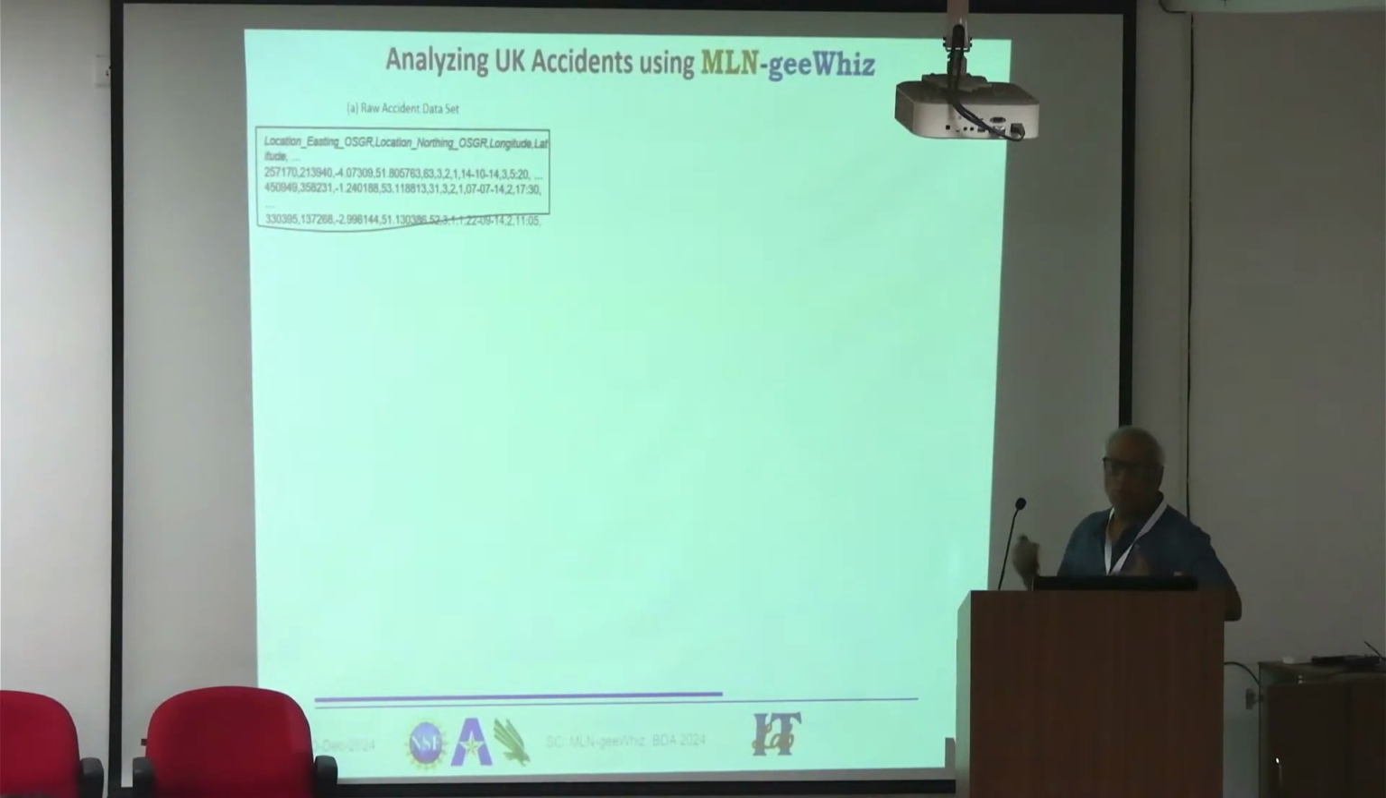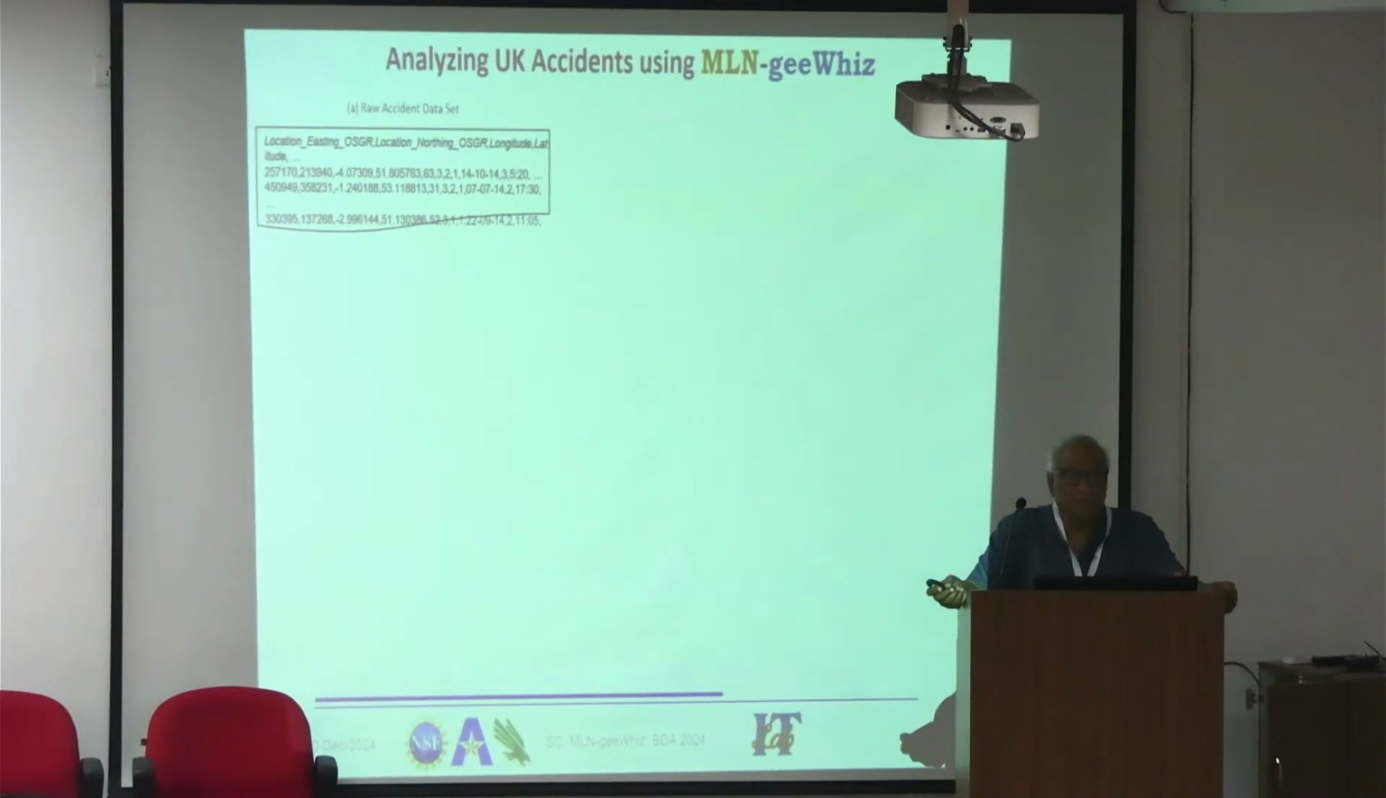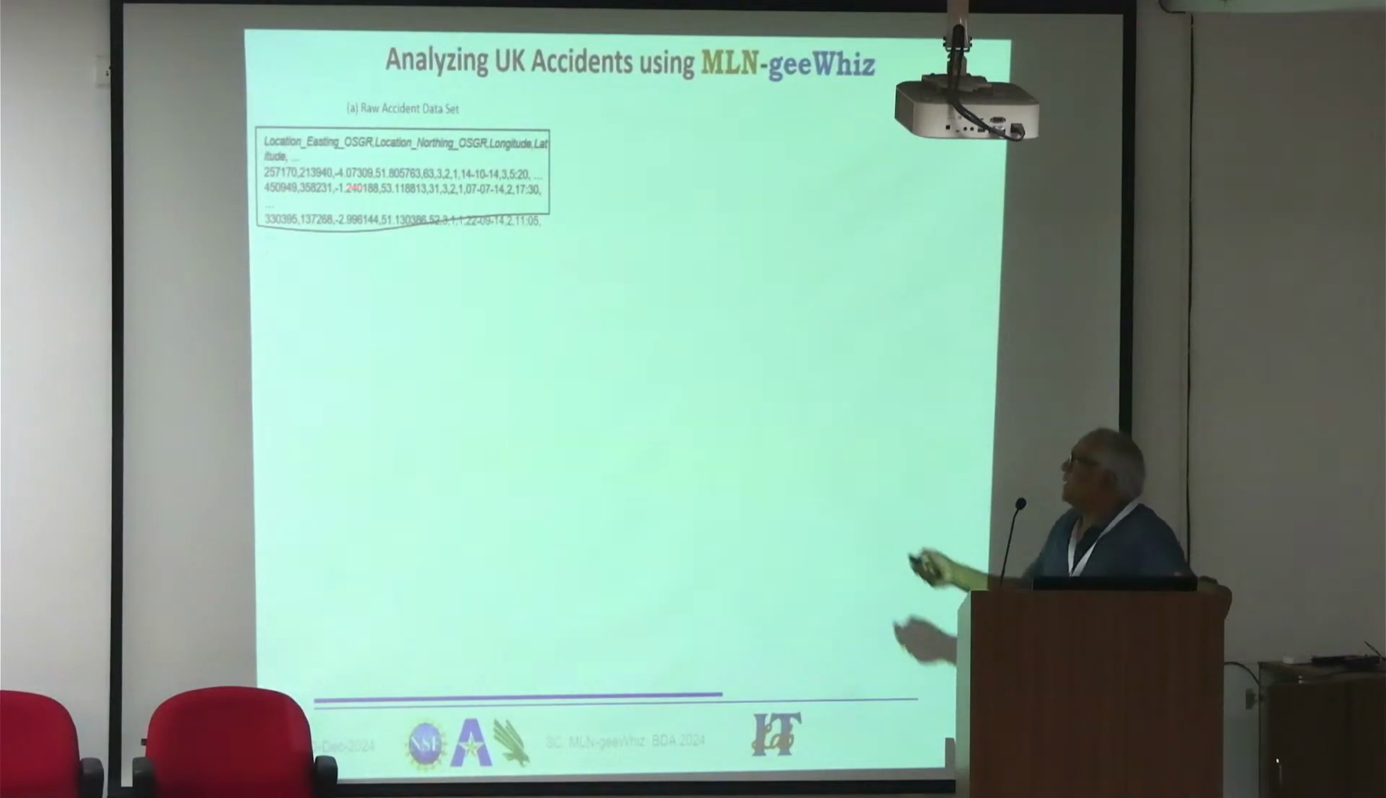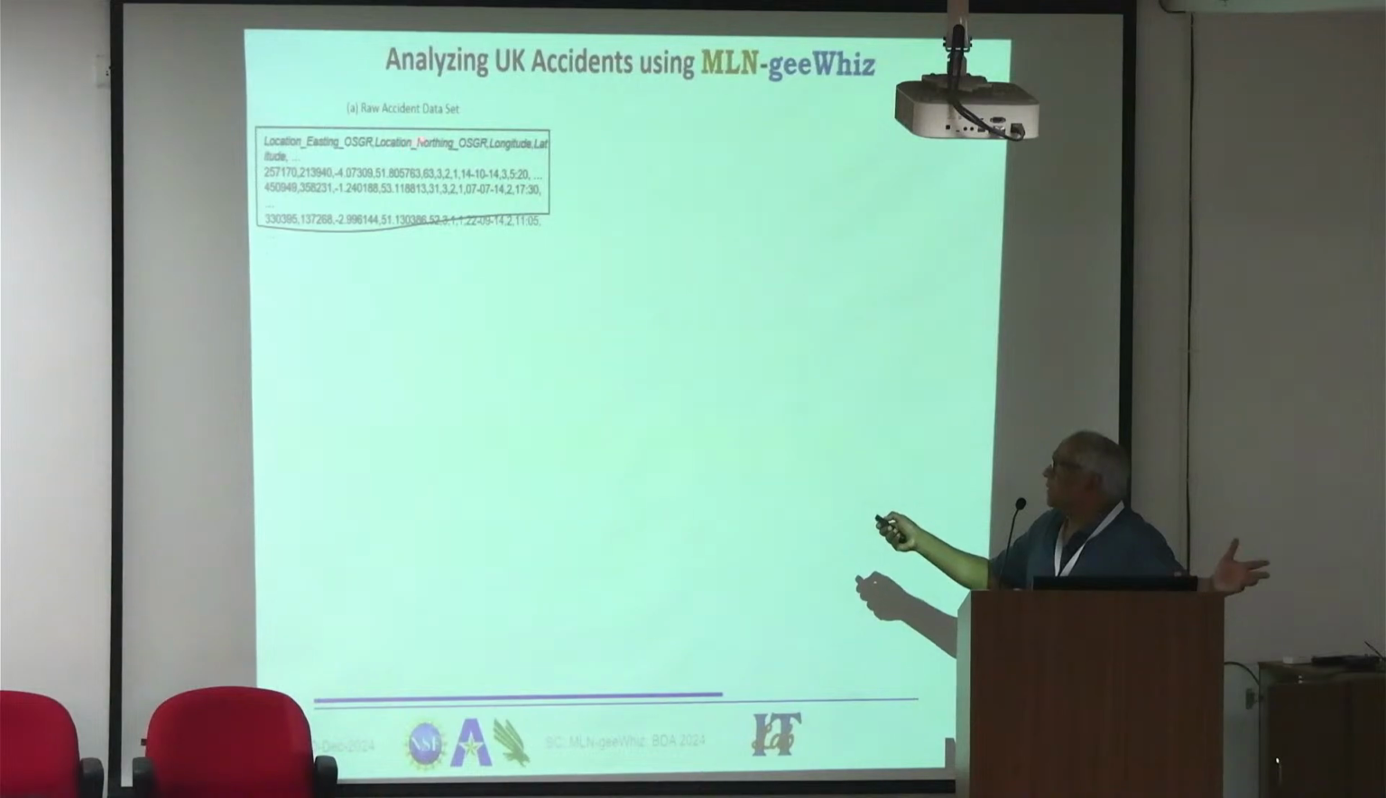So here is a more detailed analysis of one of the data sets. I will go through this, and hopefully I'll be able to show some of this in the demo as well. So the starting point, as I said, is a raw data set. This is a UK accident data set for different years.